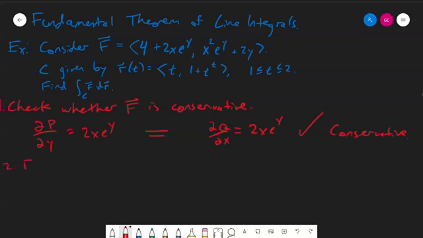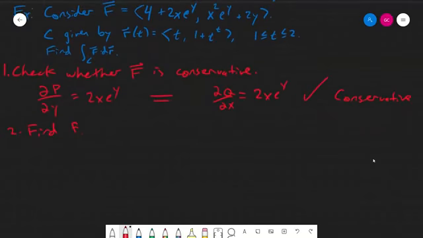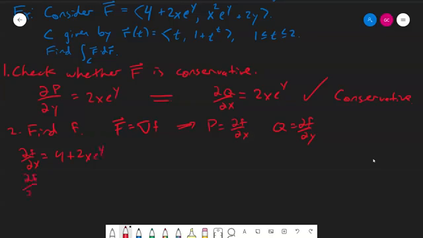Now we're going to find the function little f. So what I know is that capital F is the gradient of little f, which means that the first component must be the partial of f with respect to x, and that the second component is the partial of f with respect to y. So in other words, I want the partial of f with respect to x to be 4 plus 2x e to the y, whereas the partial with respect to y should be x squared e to the y plus 2y.